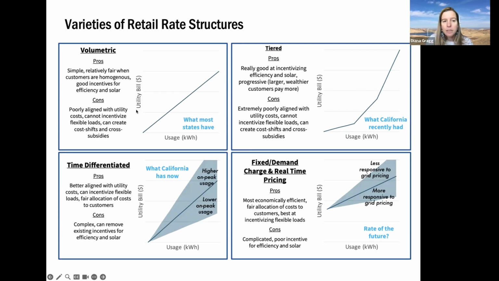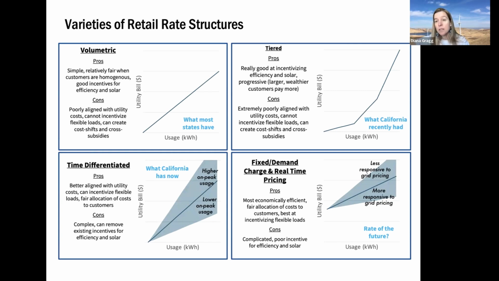And so traditionally we had a very volumetric utility bill that was just like the more electricity you used, the more you paid. But it really doesn't incentivize electrification. It doesn't incentivize flexible loads, and it doesn't accurately depict when the low cost electricity is happening. It's just an average. California next went to a tiered system where they were thinking more about equity. So if you used a low amount of electricity, you had a lower rate, and then the more electricity you used, you had a higher rate per kilowatt hour.